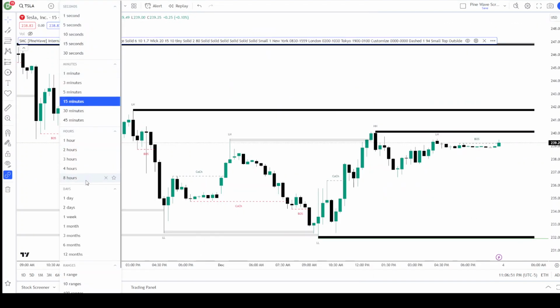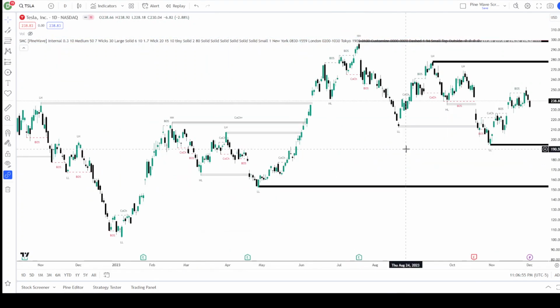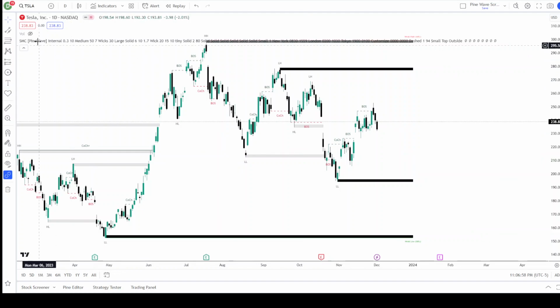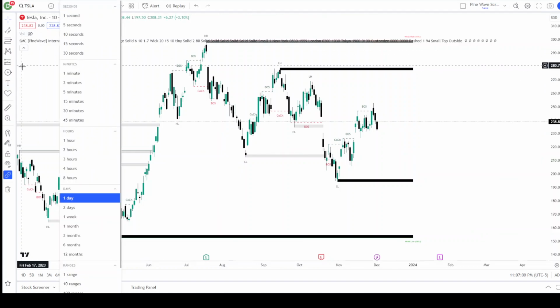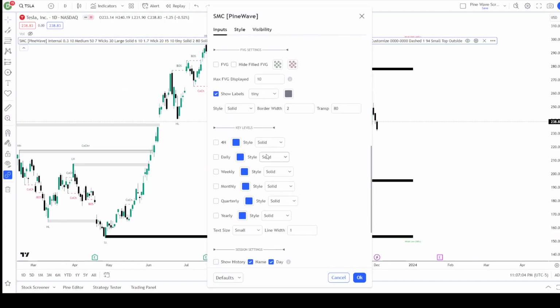Go back to a higher time frame chart. Okay, so all we got is liquidity levels turned on. Then we're going to pull that indicator back up. We're going to look at key levels. So here we have key levels at 4 hour, daily, weekly, monthly, quarterly, yearly.